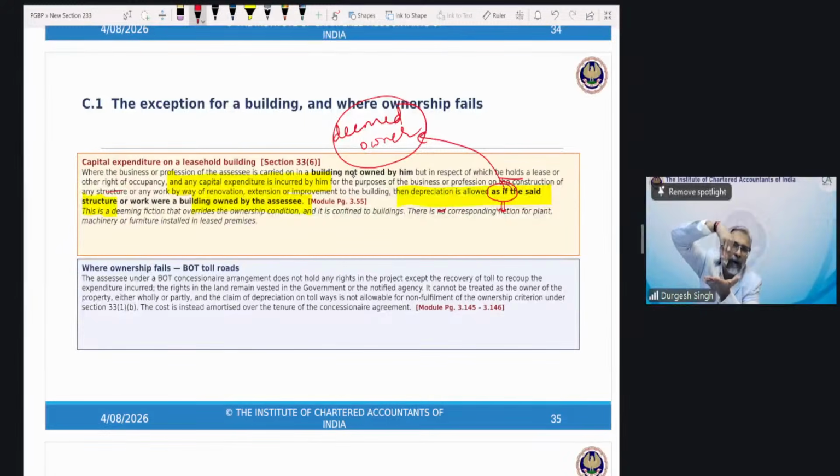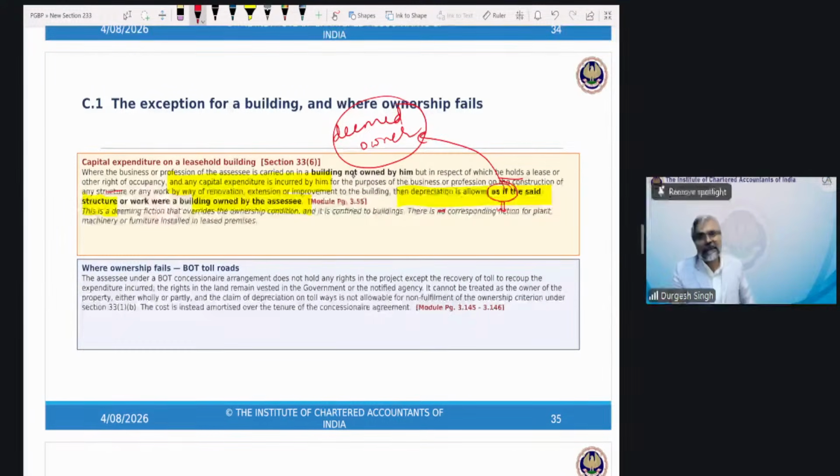The control, therefore, on the building is that of the owner of the land. He is the one who is controlling it. But I am the one who has incurred the expenditure of construction or purchase. So who should be the one? As per section 33 subsection 6, the one who is the lessee of the building, but at the same time, the most important condition, he should have incurred the capital expenditure for purchase or construction of the building on that leasehold land, then he will be considered as deemed owner.